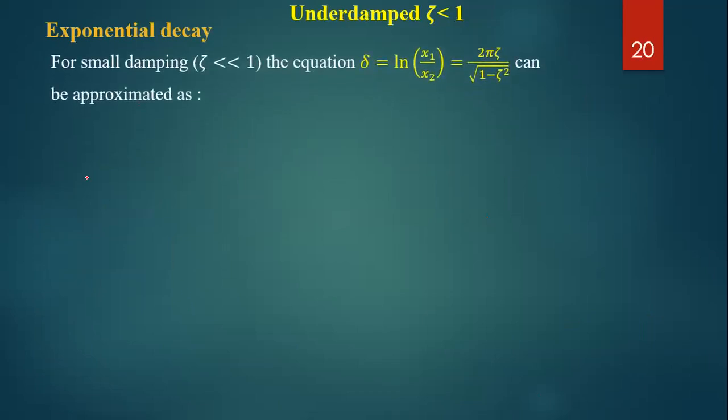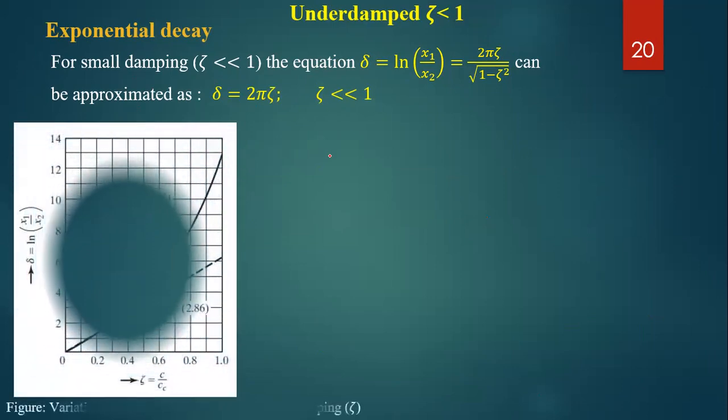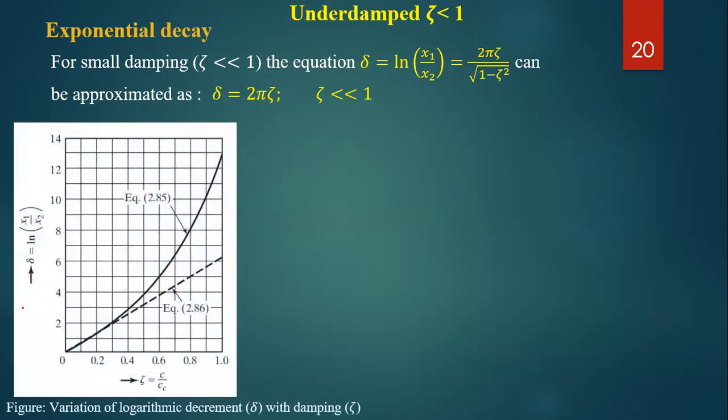For a small damping, zeta is much less than 1. The equation delta is equal to ln of x1 over x2, which equals 2 pi zeta over radical 1 minus zeta squared, can be approximated as delta is equal to 2 pi zeta for zeta much less than 1. Okay? So we can see the delta versus zeta plot.